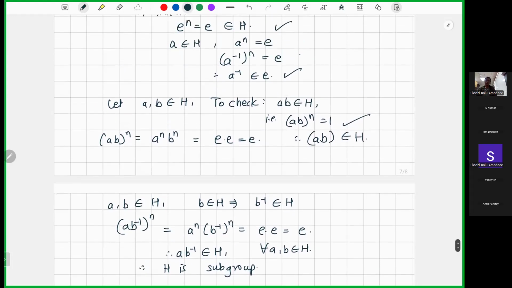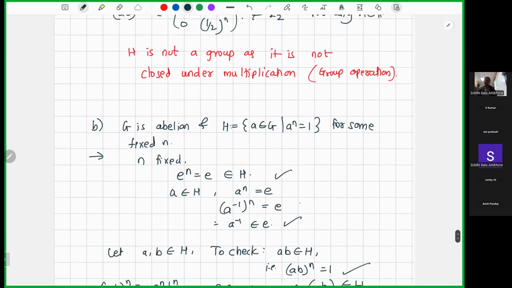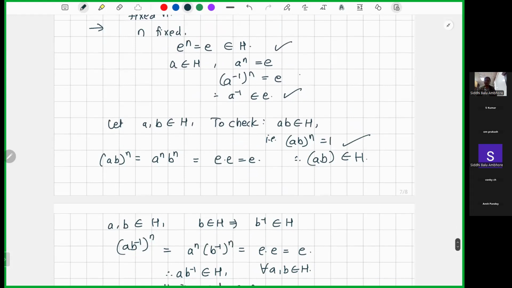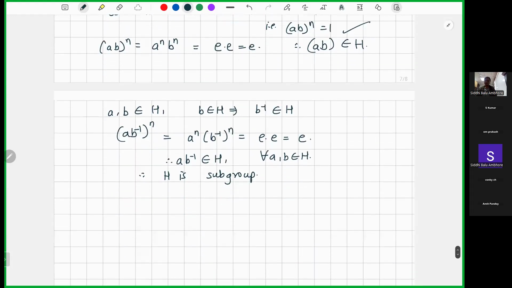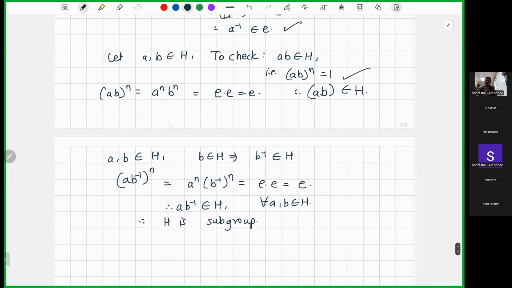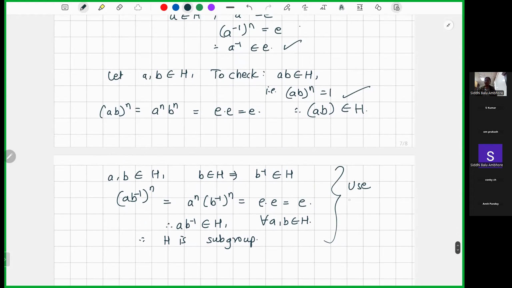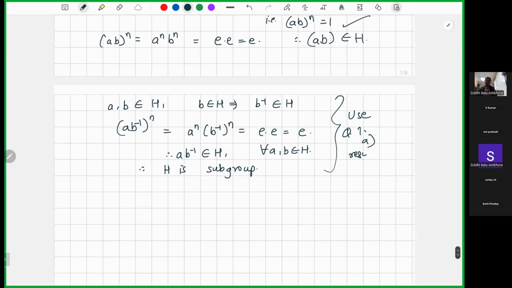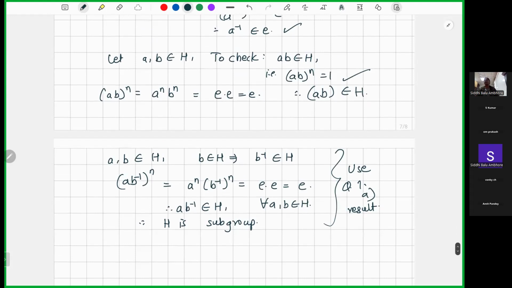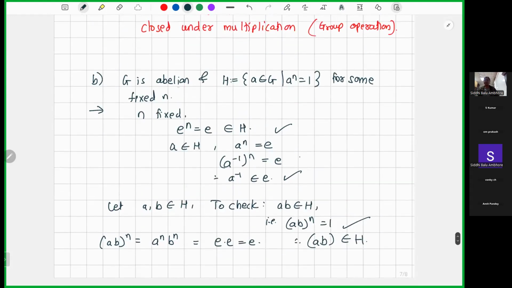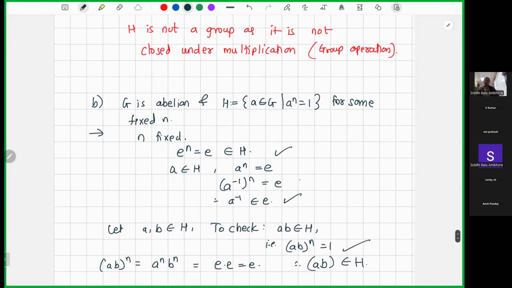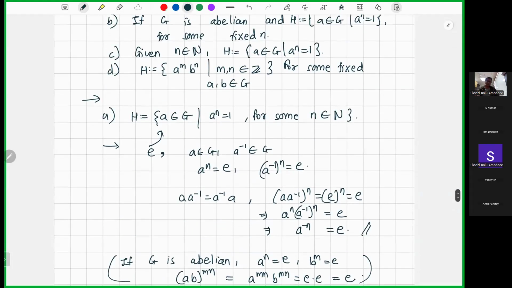I mean, in such cases, either we do all these three conditions, or we just use question 1, option A result. Okay, and we can either do this or check all these three conditions. But I hope this is clear that if G is abelian, then this forms a group. Okay, so this statement is now true.